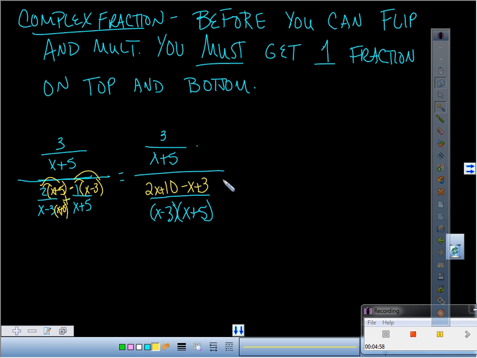Perfect. So the top is 3 over x plus 5, and the bottom, what's 2x minus that? And then 10 plus 3 over x minus 3 times x plus 5. Now do I have one fraction on the top and one fraction on the bottom? So what can I do?